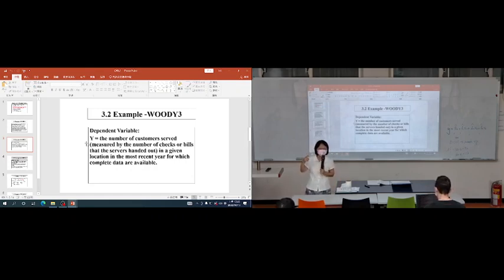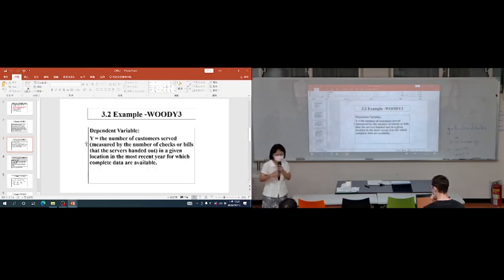I think, first of all, I'm always thinking about the money, right? But in this case, how do they measure the sales? The author tells us that they are measured by the number of checks or bills that the servers handed out. Instead of summing all the money, they are looking at the bills. The more bills, the more customers come in. So they really emphasize the number of customers, because more customers means more possibilities to have high sales.